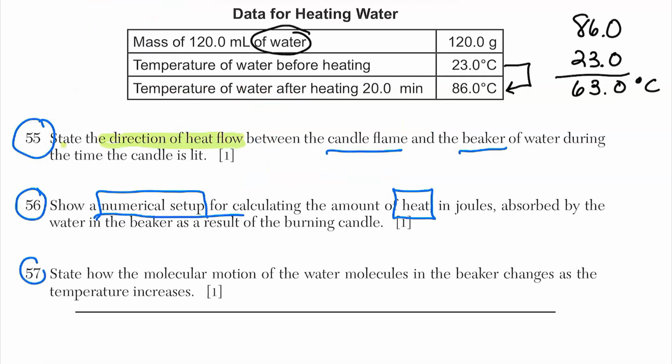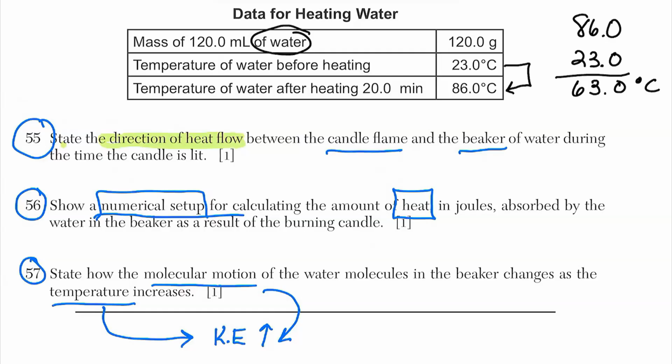Number 57, state how the molecular motion of water molecules in the beaker changes as temperature increases. Well, you need to know temperature, my friends, is proportionate. It's not the same as, but it's proportionate to kinetic energy. When I say proportionate, it means as temperature increases for a substance, its kinetic energy increases. So as temperature increases, kinetic energy, which is the energy of motion, increases. And so molecular motion is kinetic energy.